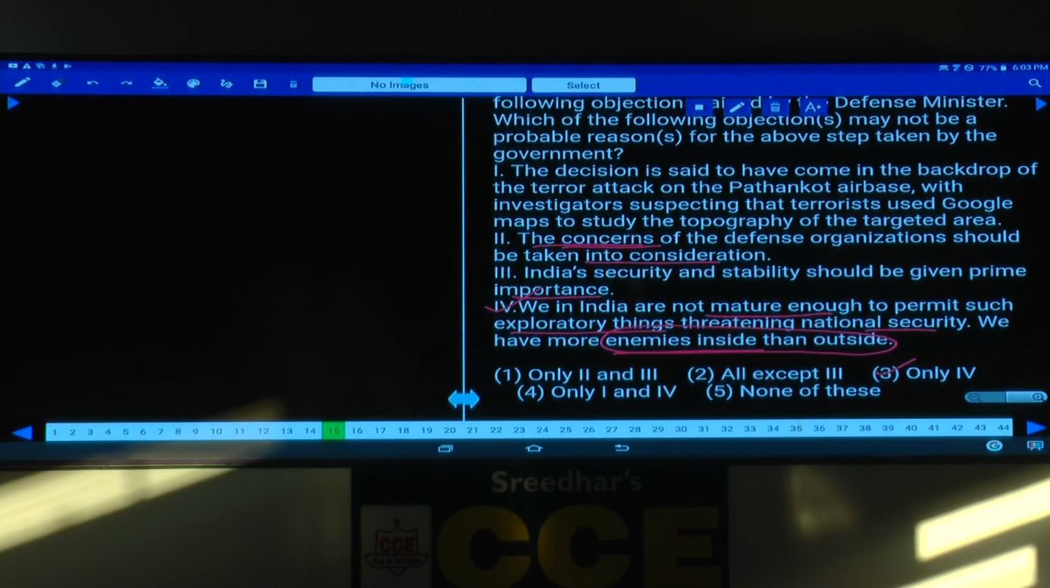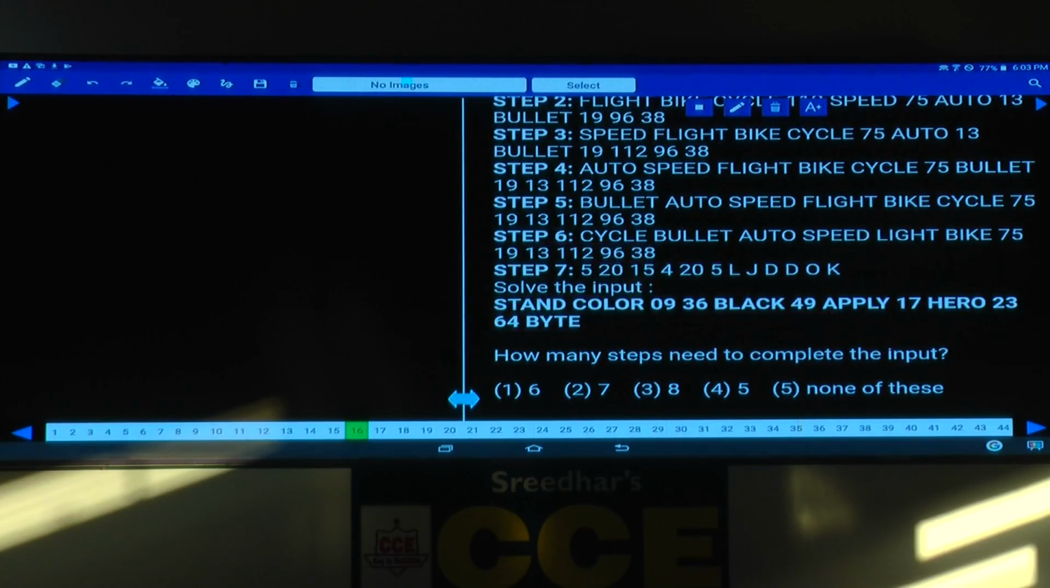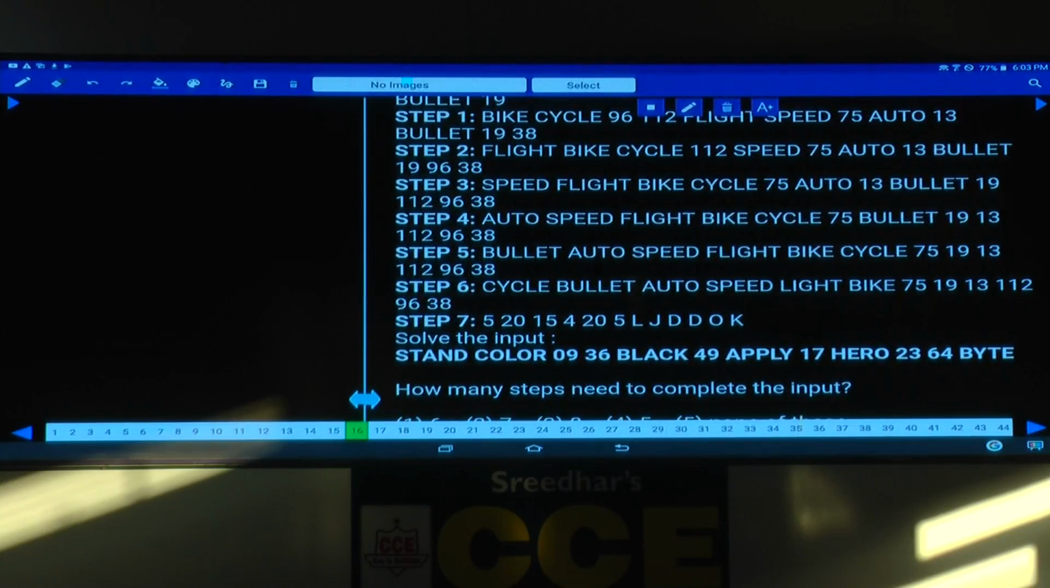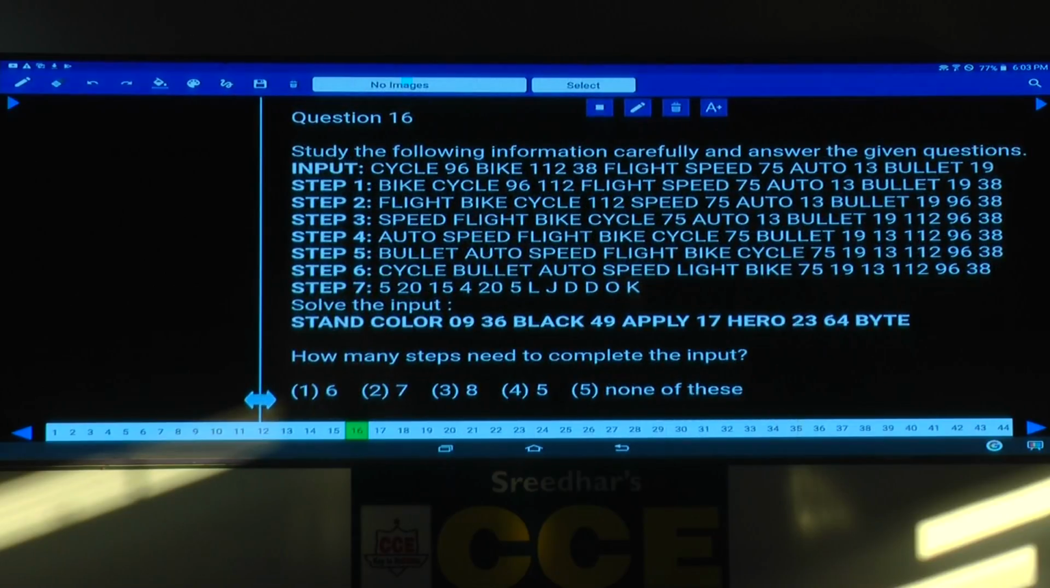Now, this is about question number 15. Then 16 onwards, 16 to 20. How many of you have done this one, 16 to 20? Now input and output, if you observe here, the numbers. If you consider the numbers 75, 19, 13, all these three numbers are what? Odd numbers in the descending order, followed by the even numbers in the descending order.